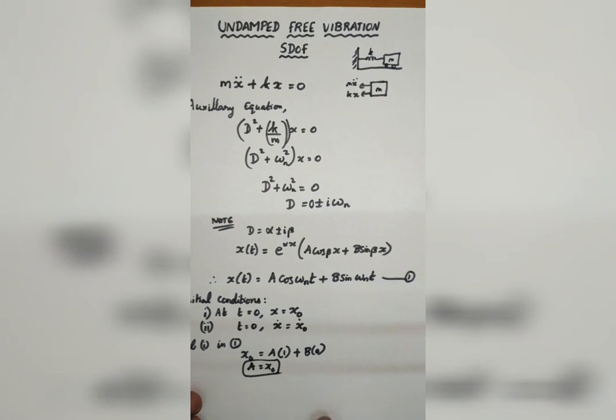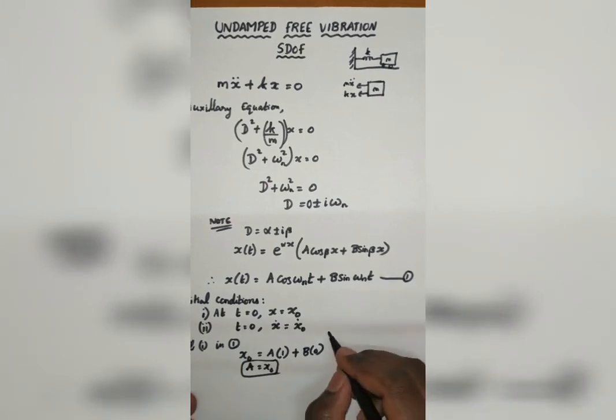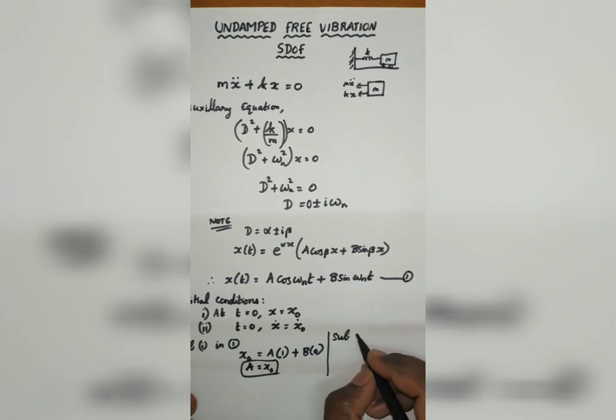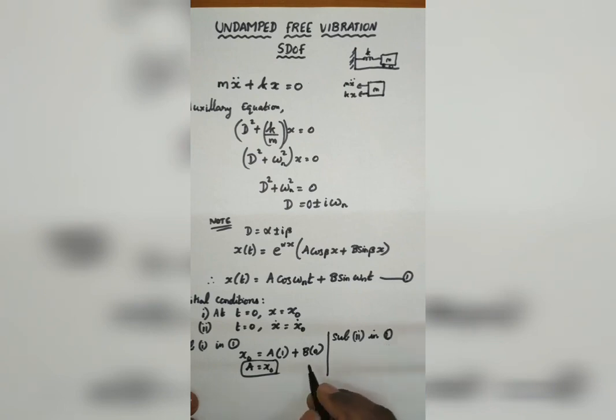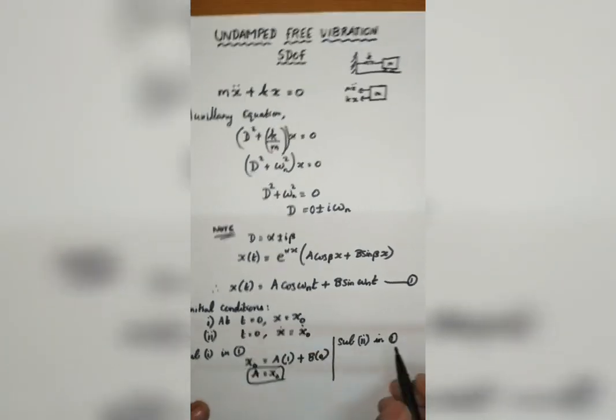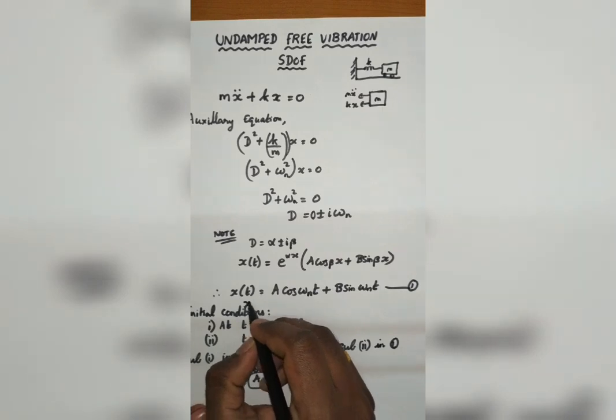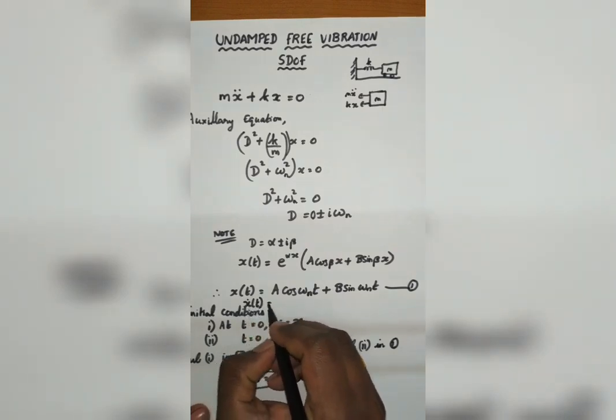Okay, A is equal to x naught. And it's the same thing. I'm going to substitute initial condition 2 in equation 1. So, sorry, I need velocity, for which I have to differentiate this once.